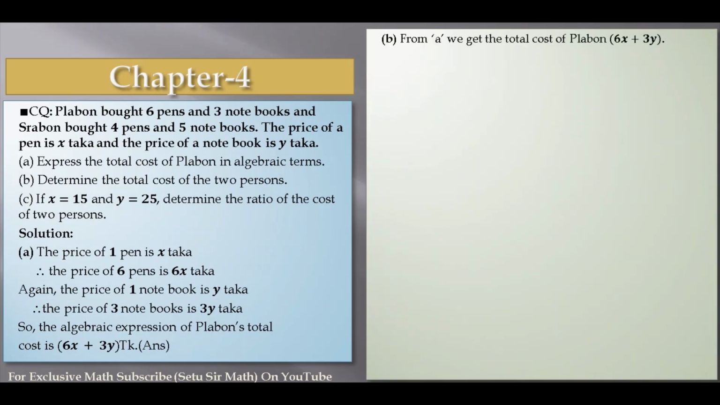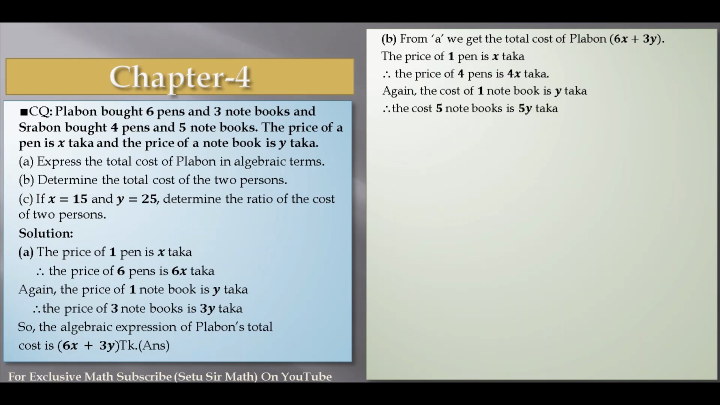Now number B. From A we get the total cost of Plavon, 6x plus 3y taka. We have to find the total cost of 2 persons, that means now we have to find the cost of Shravan. The price of 1 pen is x taka, therefore the price of 4 pens is 4x taka. The cost of 1 notebook is y taka, the cost of 5 notebooks is 5y taka. So the total cost of Shravan is 4x plus 5y taka.